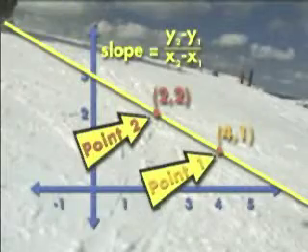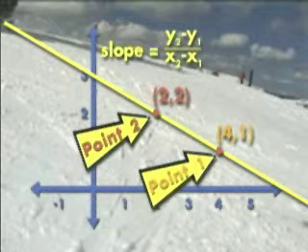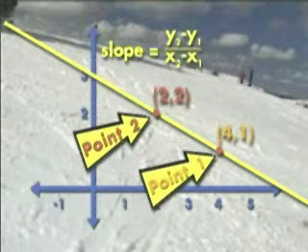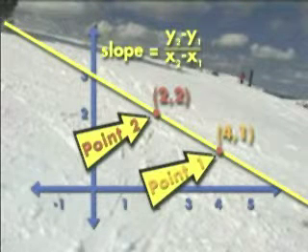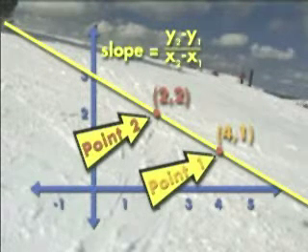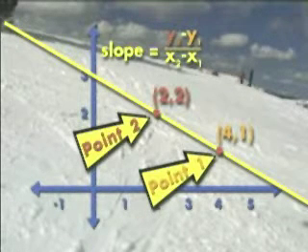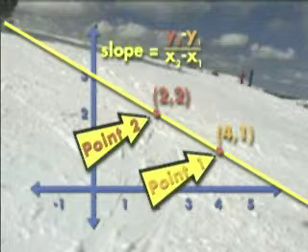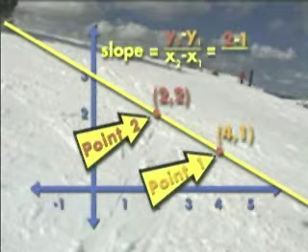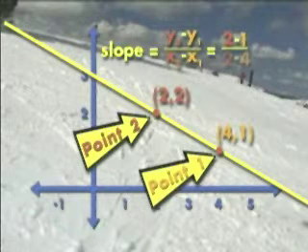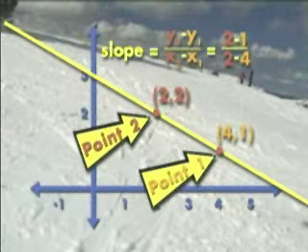The formula for slope is y sub 2 minus y sub 1 over x sub 2 minus x sub 1. If 4, 1 is point 1 and 2, 2 is point 2, y sub 2 minus y sub 1 will equal 2 minus 1. And x sub 2 minus x sub 1 will equal 2 minus 4.